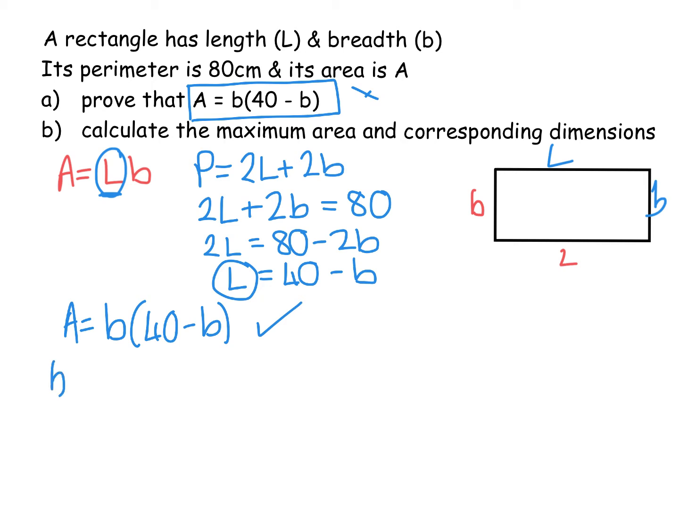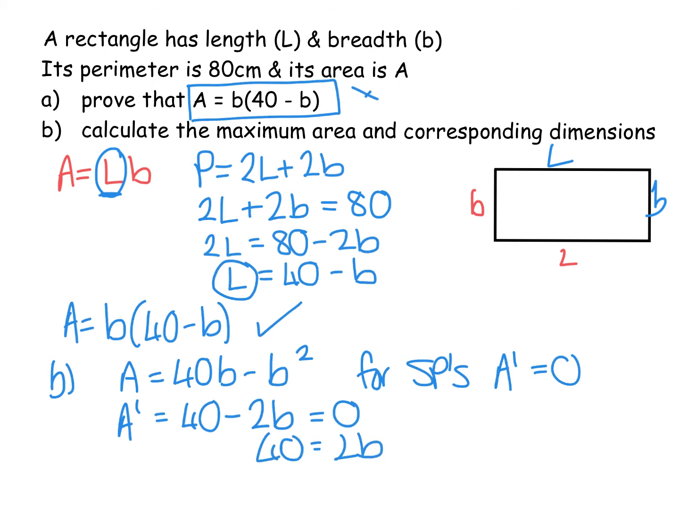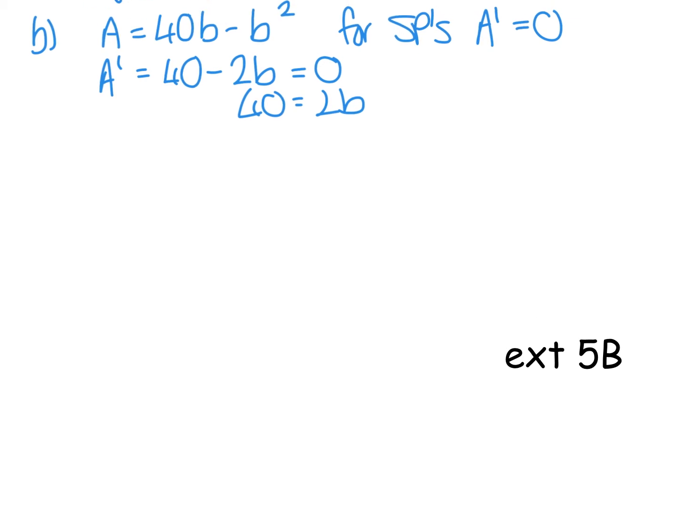So for part B, we start with their formula for area, but we're going to expand it out and make that 40B minus B squared. Now, we need to find the value of B that maximises that. So we're looking for our maximum turning point, our stationary points. So we differentiate. We're going to call this A dashed, which gives us 40 minus 2B. Now remember the little statement for stationary values, we set A dashed equal to 0. So if you put this equal to 0, you end up with 40 equals 2B. And that, of course, would give you 20 equals B, so B equals 20.